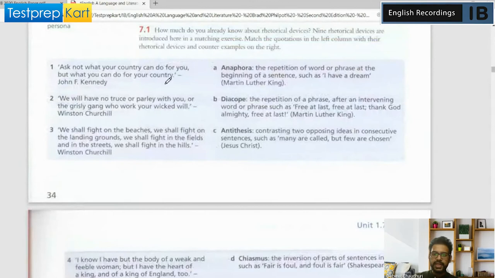So the first one is anaphora. Anaphora is what? The repetition of words or phrases at the beginning of a sentence. So ask not what your country can do for you, but what can you do for your country? Okay. That is an anaphora.